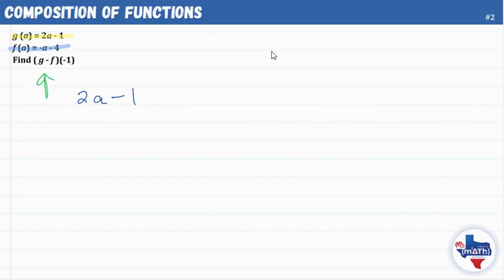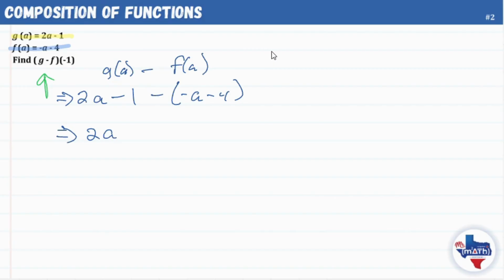2a minus 1 represents the function g of a. We're going to subtract f, which is negative a minus 4. So we're basically taking this one and minusing that one. That gives us 2a minus 1.